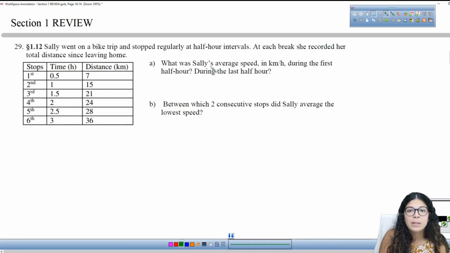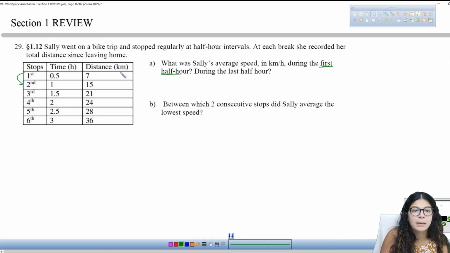Okay, what was Sally's average speed in kilometers per hour during the first half hour? Okay, during the first half hour. So from the first to the second, what was the average? Okay. Well, here we went up 0.5, right? From 0.5 to 1 is 0.5. For the y value, we went from 7 to 15, so that's a positive 8 change. So 8 divided by 0.5, that is 16.